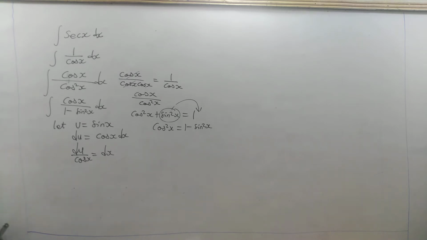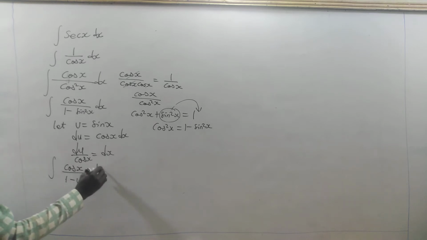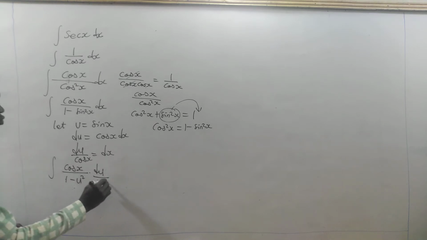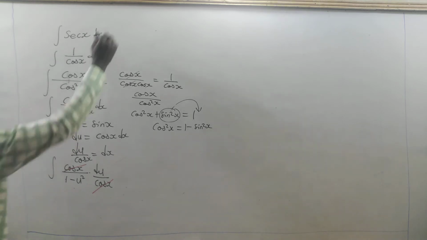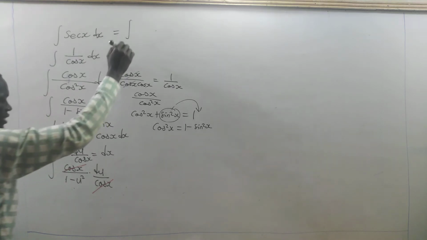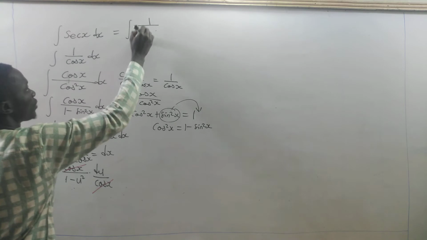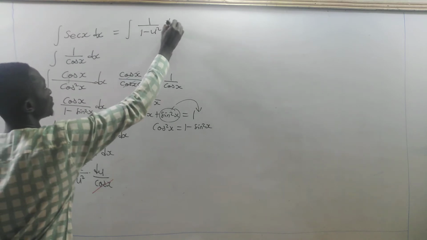Now, let us do the substitution. So here you have the integral of cosine x divided by 1 minus u squared times du over cosine x. And here what do we do? Cosine x will cancel cosine x. And you'll be left with this equal to the integral of 1 divided by 1 minus u squared du.